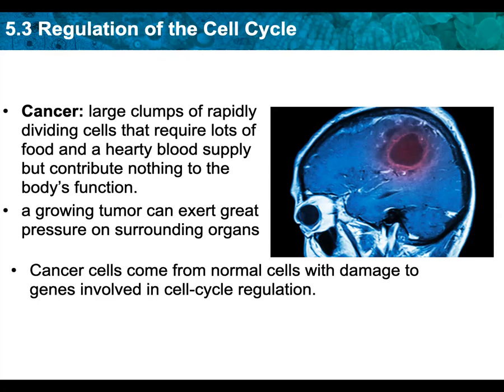And as the tumor will press against the brain cells or other organ cells, it kills them. It basically suffocates them as it presses against them. And as a cancer tumor grows, it just kills more and more cells in its path. Cancer cells come from normal cells with damage to the genes. And so during the cell cycle regulation, genes are damaged. Cancer cells are damaged genes that keep on growing.